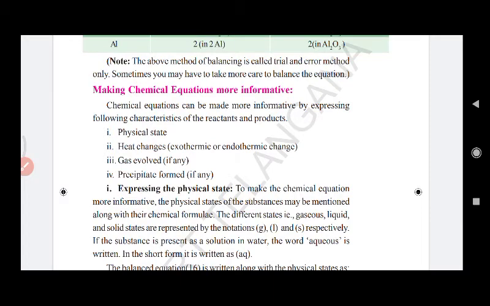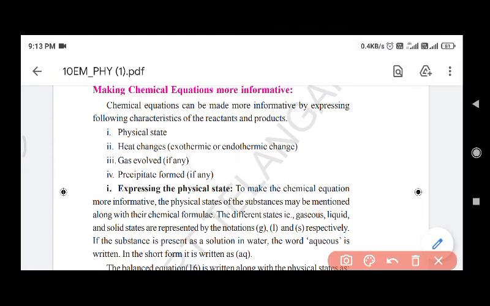Today's topic in chemical equations is making chemical equations more informative. After writing chemical equations, we have to know about their physical state, whether any heat is involved or released, whether any gas evolved, or whether any precipitate formed, so that every change included in the chemical reaction we have to represent while writing the chemical equation. Then our chemical equation becomes more informative.